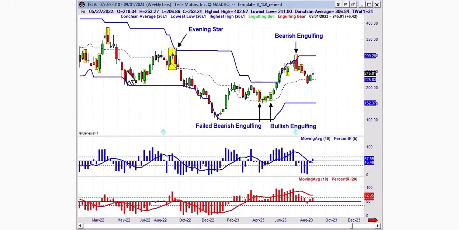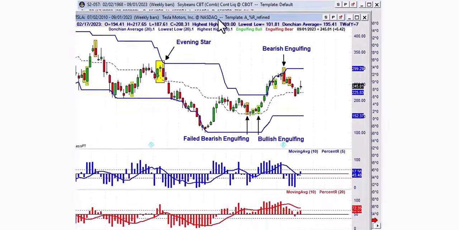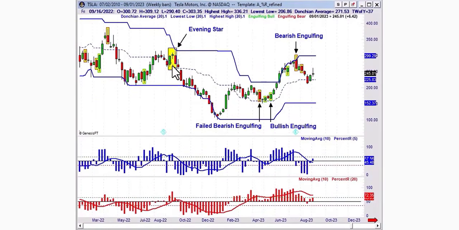And notice what occurred here going back into, say, 2022. Prices came down. We're well below the Donchian average. This tells me the trend is down. And then prices advance, but notice they're getting tangled up in and around the Donchian average. And then right here, back in September of 2022, we actually saw an evening star formation. Remember I said pay attention to any kind of pattern that's a star? Well, this is an example of an evening star formation.